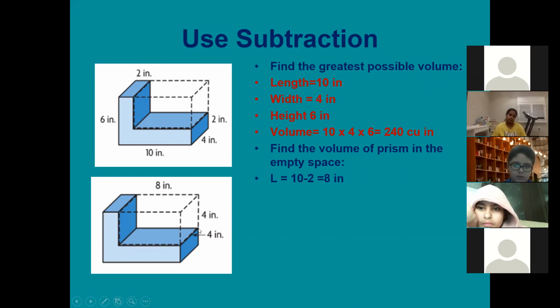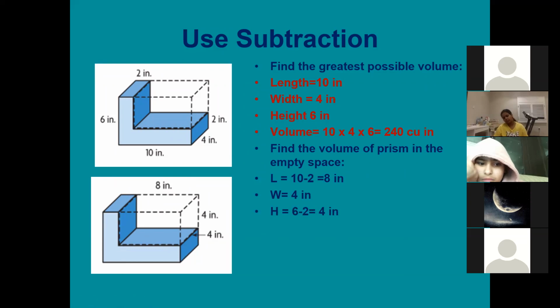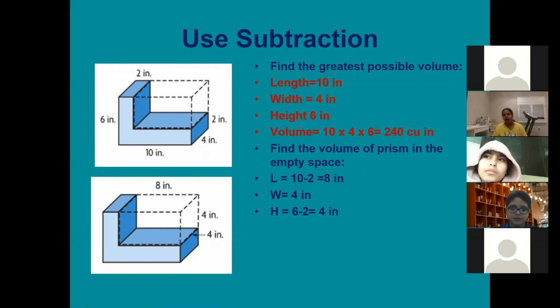Width is the same, 4. And what will be the height? The whole thing is 6, but from here to here is 2. So 6 minus 2 is 4. So here you have to find the length and the height of the empty space prism. So what is the volume of that? 8 times 4 times 4. When you multiply 8 times 4, you get 32. 32 times 4 is 128 cubic inches.